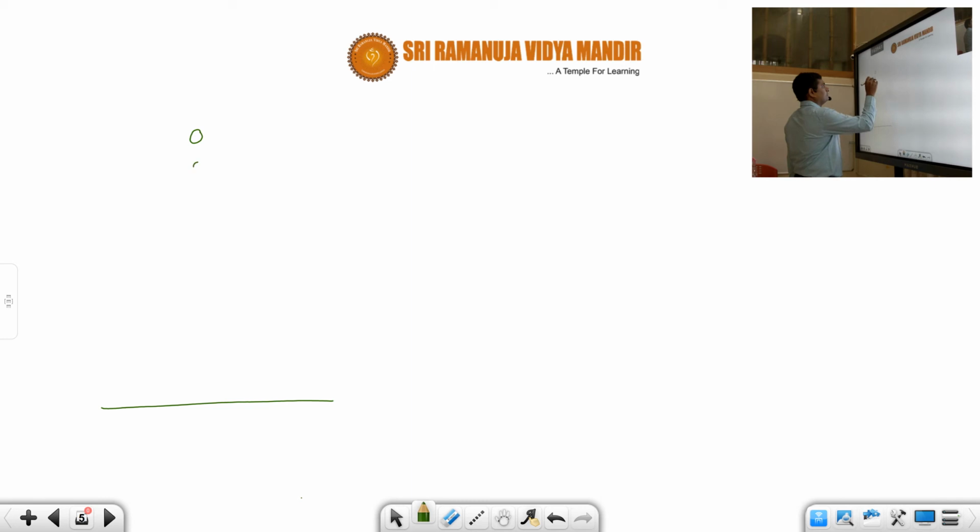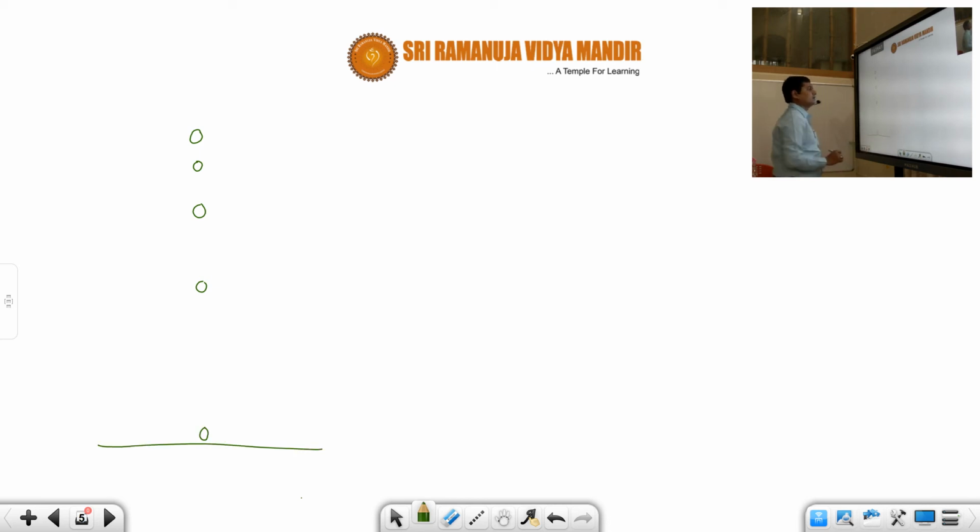So initially it is like this, then afterwards it will be like this, then afterwards it will be like this. Of course the ball size will not increase, like this, and then like this. Of course if you remove this ground, then we'll have more space, then like this. Okay, so let us say this is the ground.